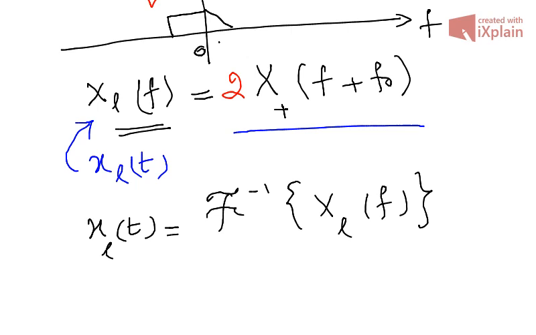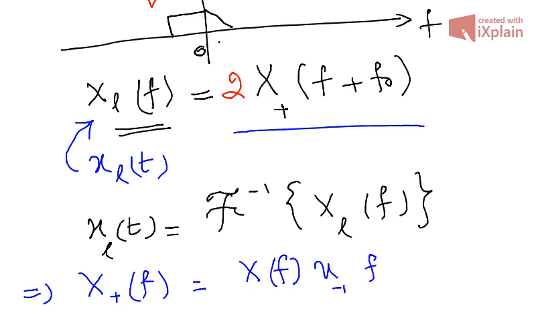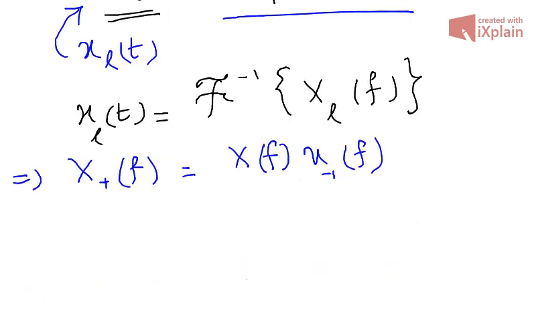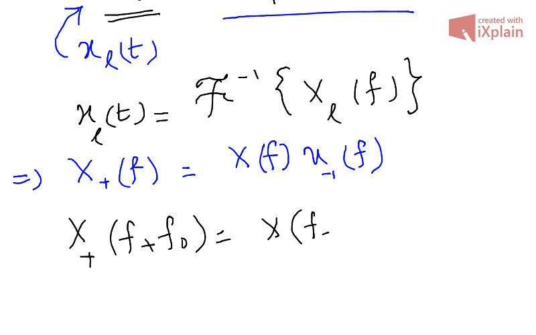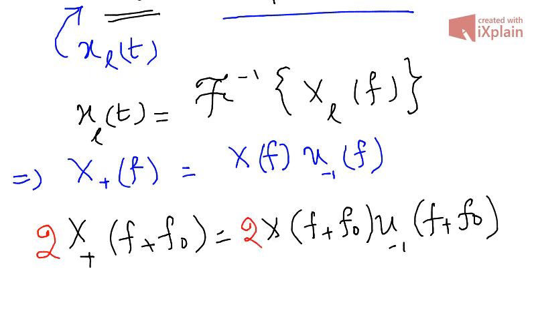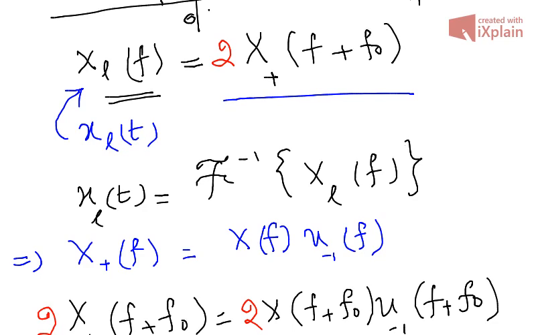If you recall, let me rewrite it. Our positive frequency x of f, we mentioned earlier, is the positive spectrum. The positive spectrum is x of f u of f. So if you shift it, x positive of f plus f naught would be equal to x of f plus f naught u of f plus f naught. So we can write it in terms of a unit step function, and if you have 2 over here, you can write 2 over here. We just derived this for the above equation.